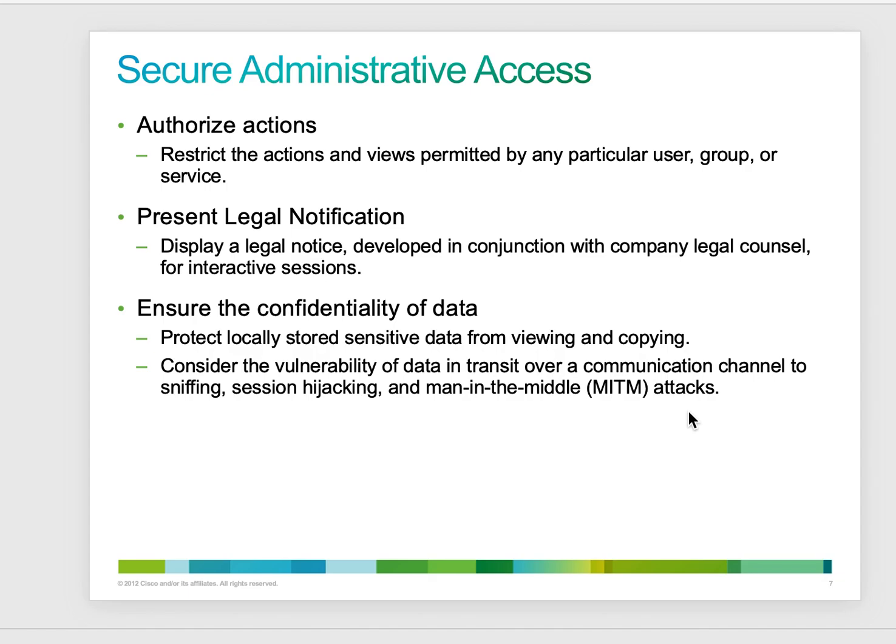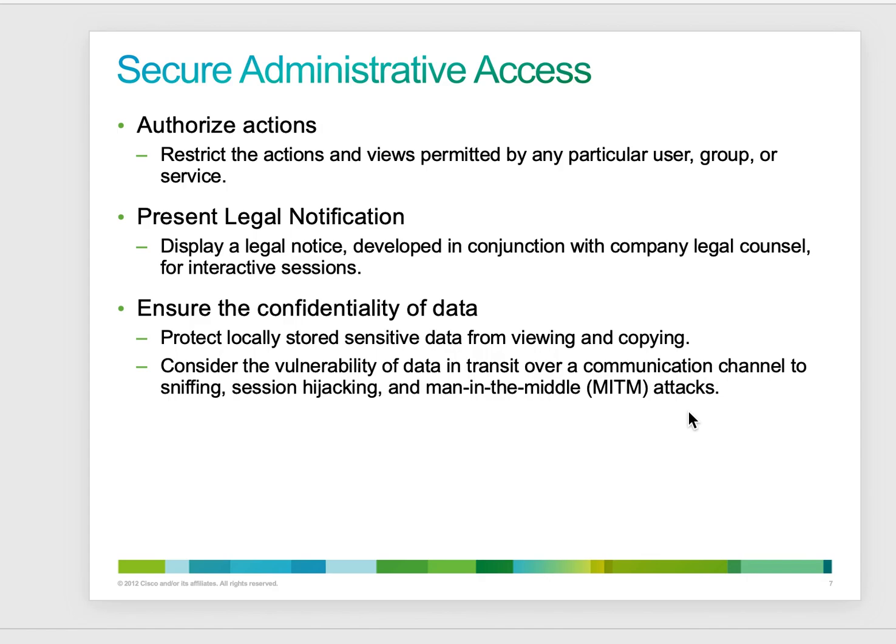Number 6, ensure the confidentiality of data. This is very important in securing the administrative access. And how do you do this? You have to protect locally stored sensitive data from viewing and copying. For all the locally stored data, the IT department or the network administrator has to protect the sensitive data from people viewing it and from people copying it.